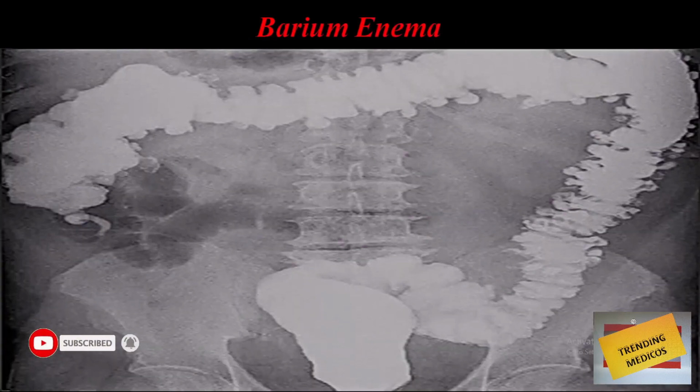Barium meal is for the stomach. Barium follow-through is for the small bowel. Barium enema is for the colon: the rectum, the sigmoid colon, descending, transverse, and ascending colon, and you can also see part of the cecum.